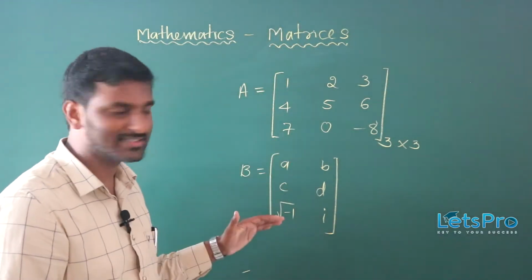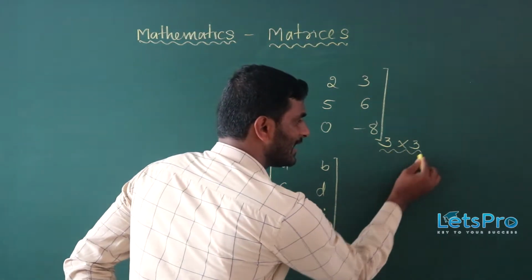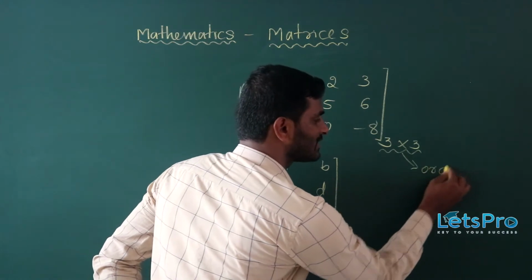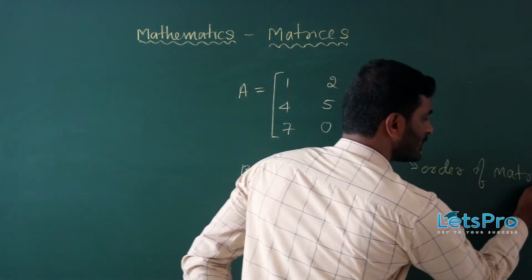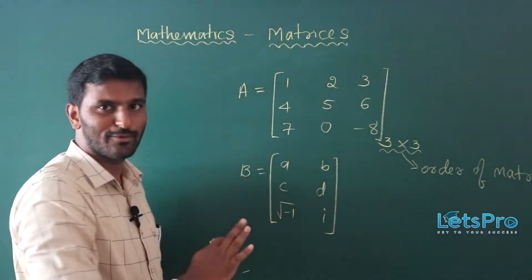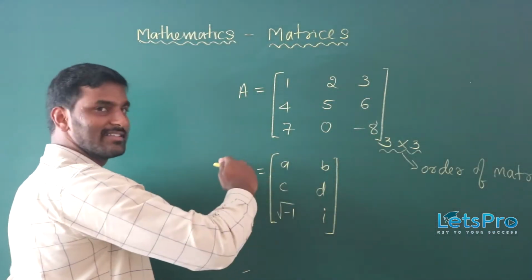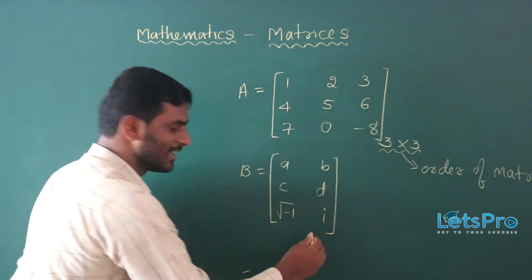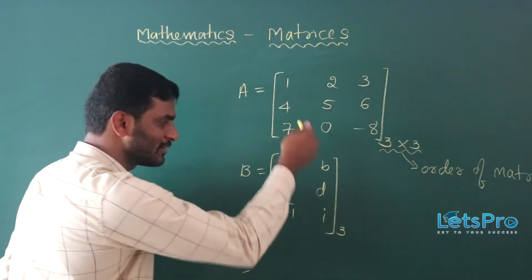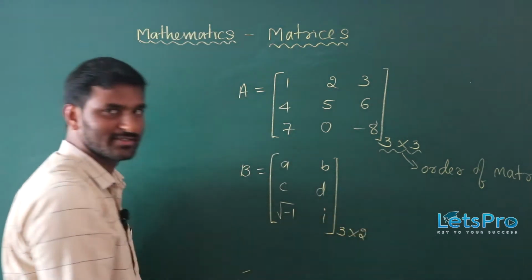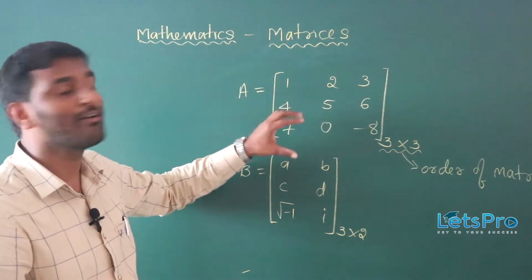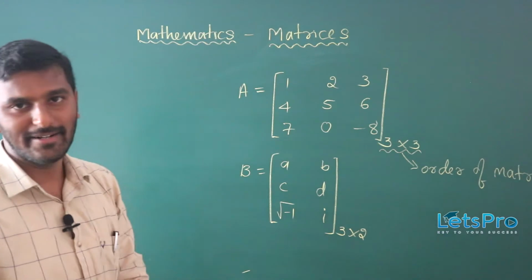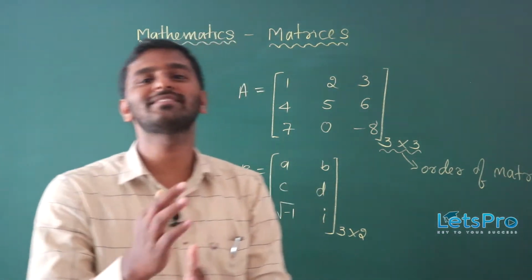What is the order of a matrix? In this B matrix, what is the order? Yes, there is 1, 2, 3, so there are 3 rows, and 1, 2, so there are 2 columns. This is the representation and the elements of matrices. Next we'll move on to the operations of matrices.